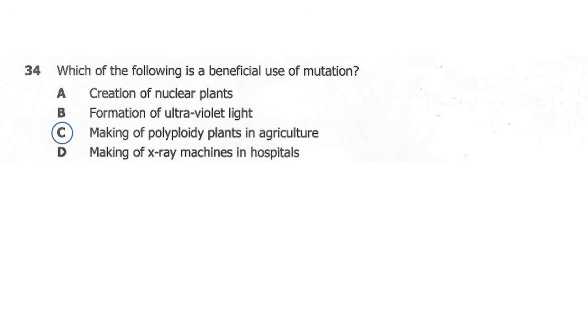So these fruits are actually very good for fruit juice production, because you have more juice coming due to the bigger fruits, and you spend less time filtering to remove the seeds as you are making your juice. So that is the answer here, making of polyploid plants in agriculture. So the correct answer for 34 is C. We move on to the next question.